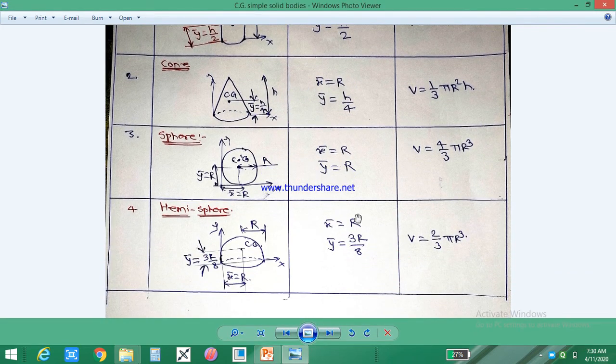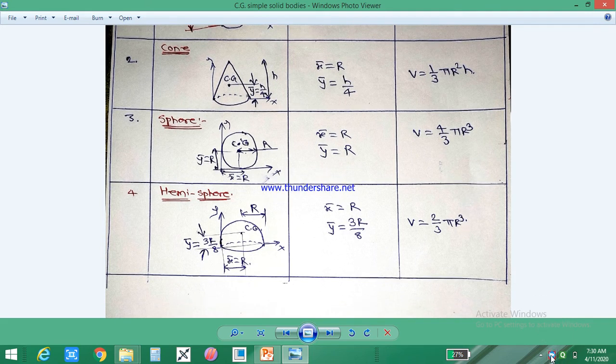Now the third object is the sphere. In the sphere we have placed the object in the first quadrant. Same as the circle, its x bar and y bar equal r, r, and the volume will be 4 by 3 pi r cube.